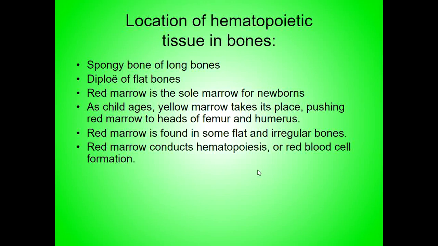which is used for nourishment, and it's also used by our skeletal system and our body for various things. So as you get older, the red marrow changes and it becomes yellow marrow. And what happens is the red marrow gets pushed to the heads. So the head of your femur, which would be your thigh bone, and your humerus, which is your long bone.